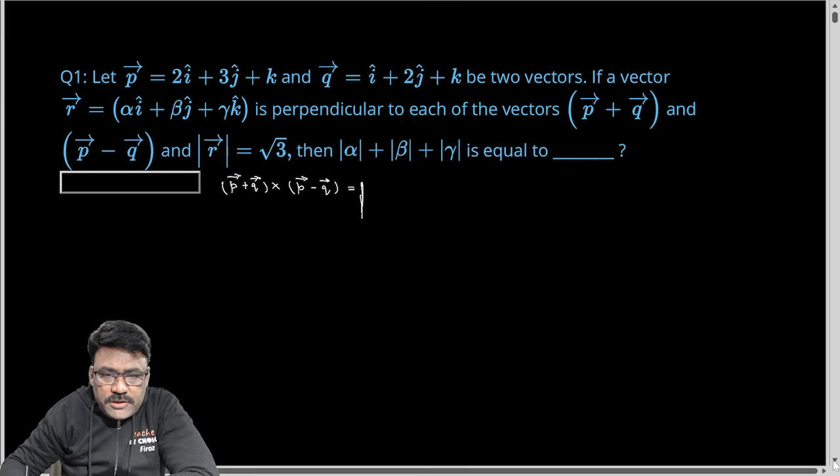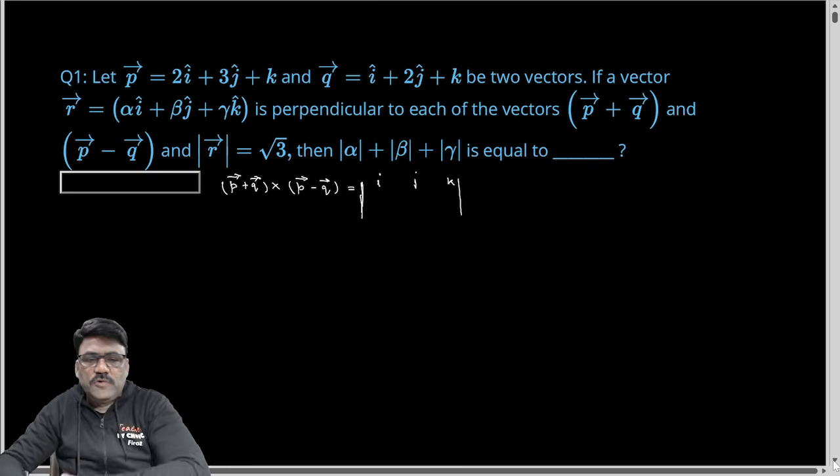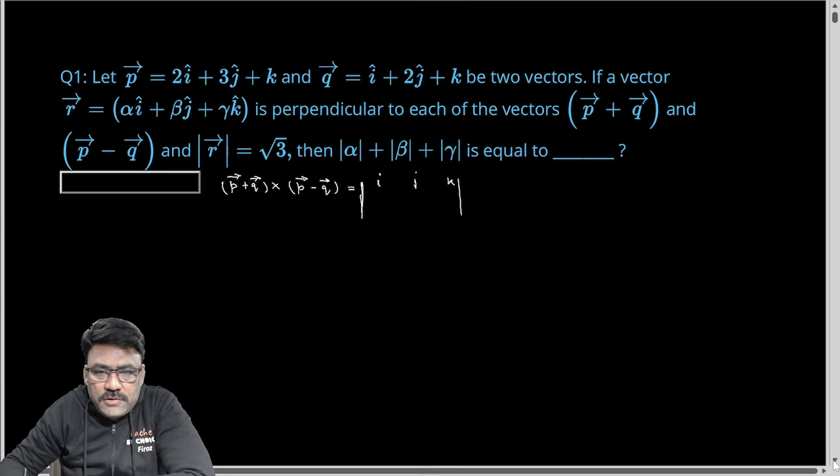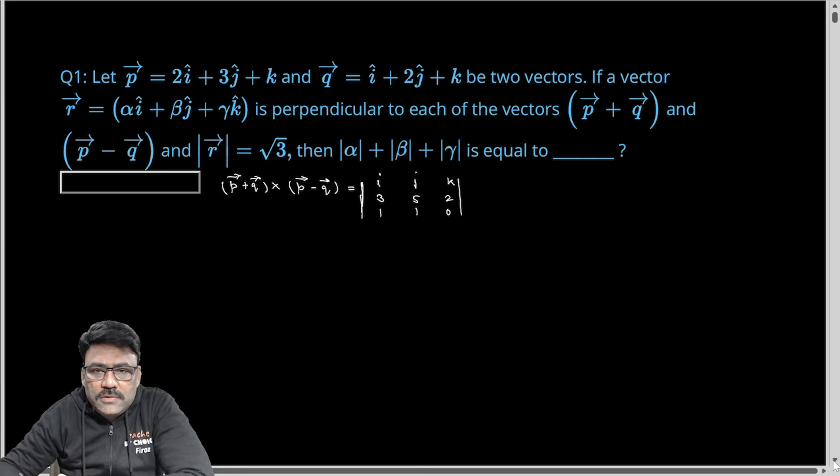Cross product will be taken using determinant, so i, j, k. Now let's write the P plus Q vector. So P plus Q is 2 plus 1, 3. 3 plus 2, 5. And then 1 plus 1, 2. Now P minus Q: 2 minus 1, 1. 3 minus 2, 1. 1 minus 1, 0.